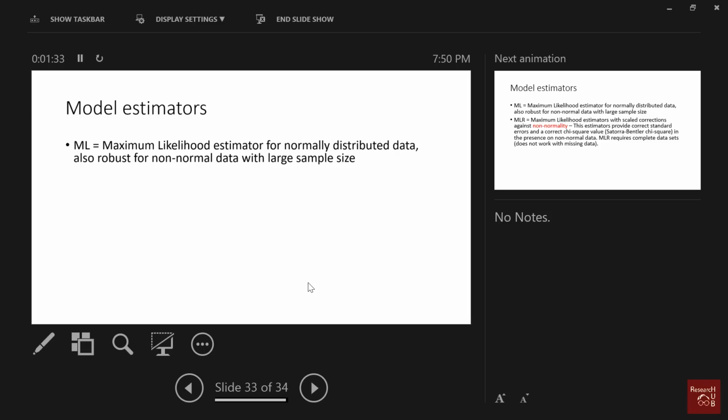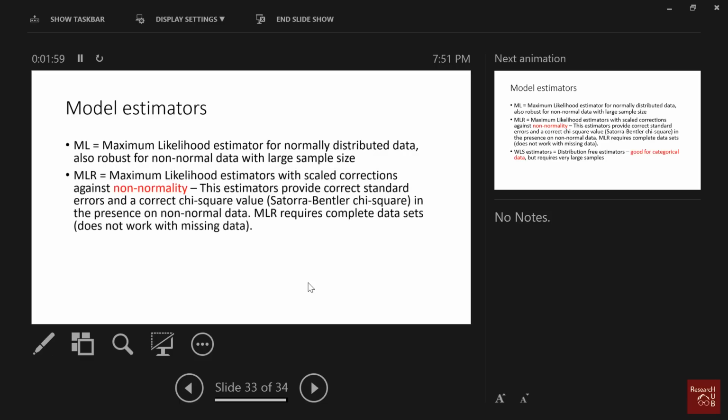That's what we actually do in a structural equation model, and we look into the fit of the chi-square. So we compare these two models based on chi-square. And so normally for the maximum likelihood estimation, we would like to have normally distributed data, but studies have already shown that maximum likelihood is also robust for non-normal data with large sample sizes.